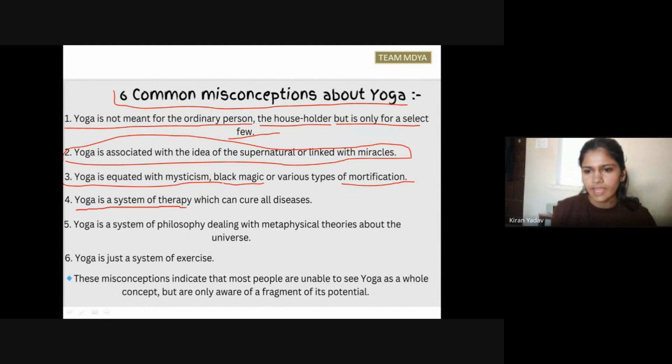Yoga is a system of therapy which can cure all diseases. Also, you see that when someone is a yoga instructor or does yoga or is healthy, people will come and ask, I have a headache, I have back pain, give me some solution, I have this issue, that issue. But they don't understand that yoga can't cure all diseases. It can help you, but that's just one aspect of yoga; in actual fact yoga is more than this.